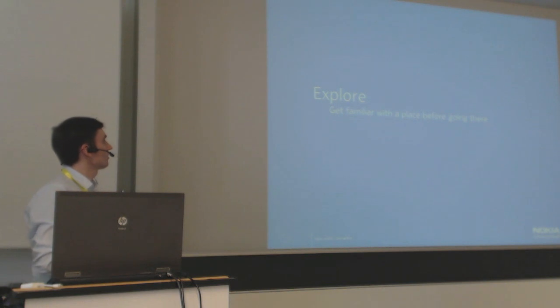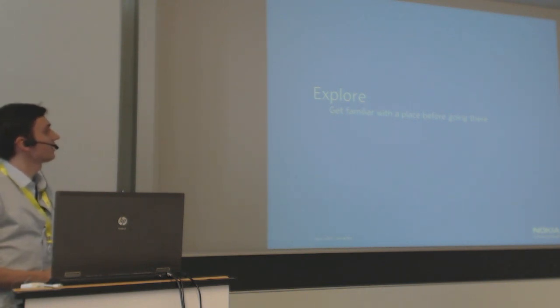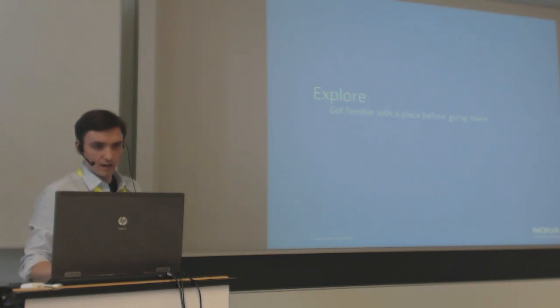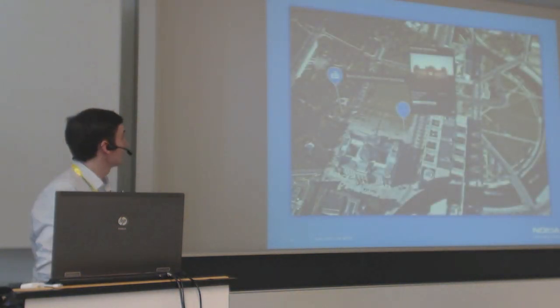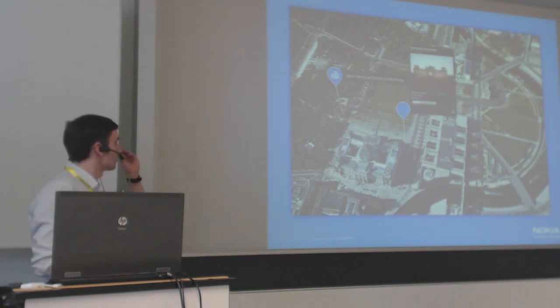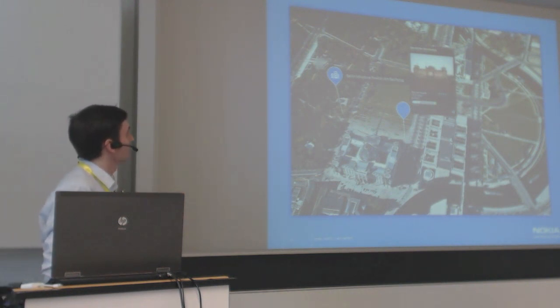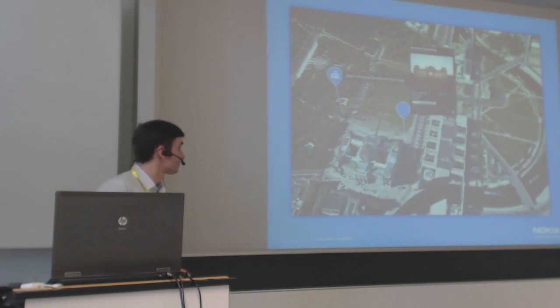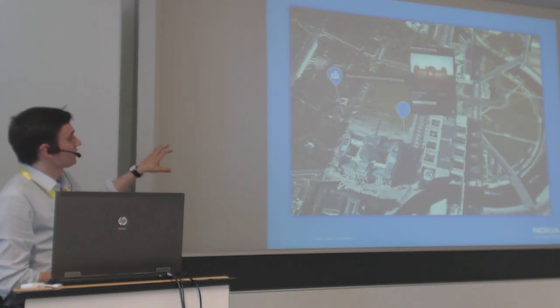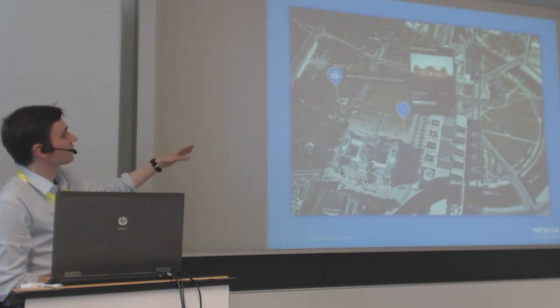So what features do we have so far? First, you can explore the world. This is the major use case, and get familiar with a place before going there. For example, if you go to Berlin, you probably want to see some tourist attractions or famous places like the Deutsche Bundestag. And you can see the Deutsche Bundestag from different angles, see how the entrance looks, what is in front.